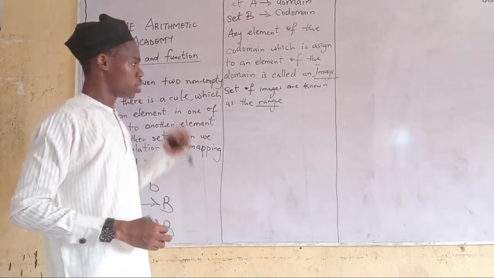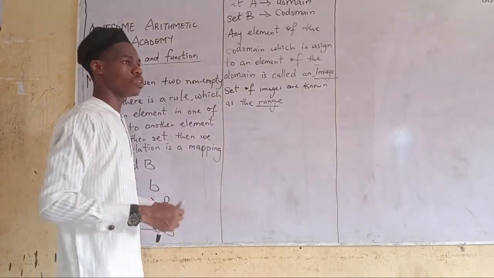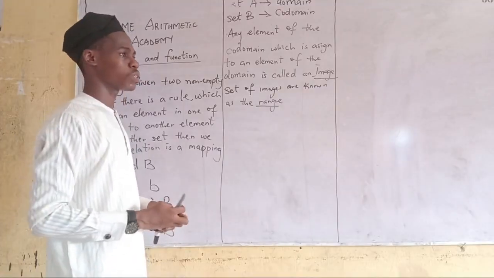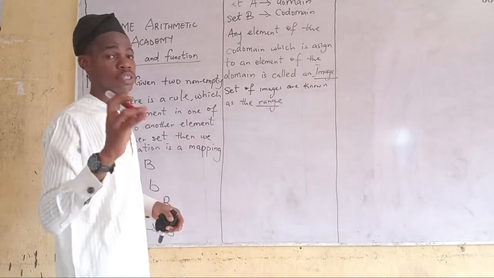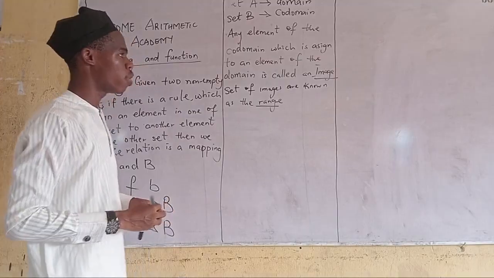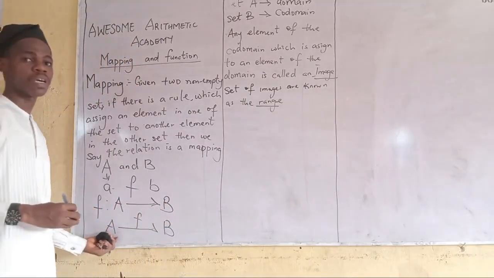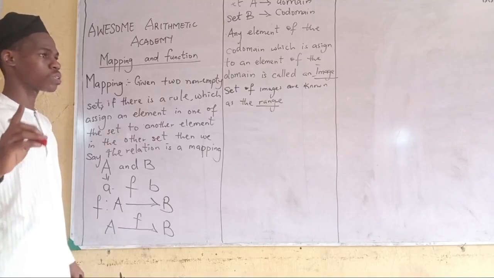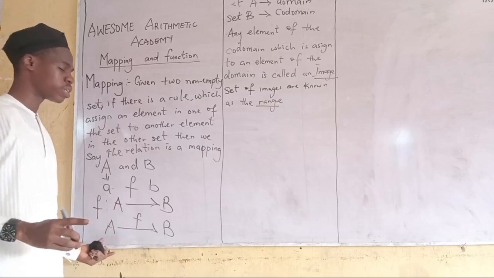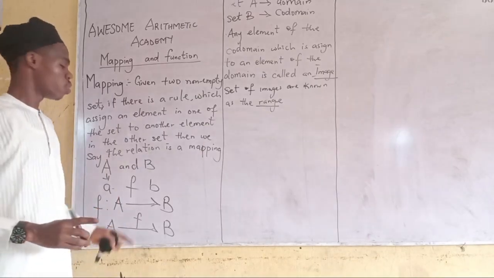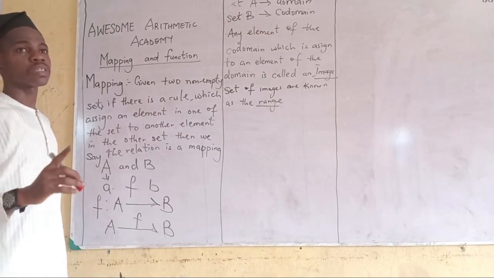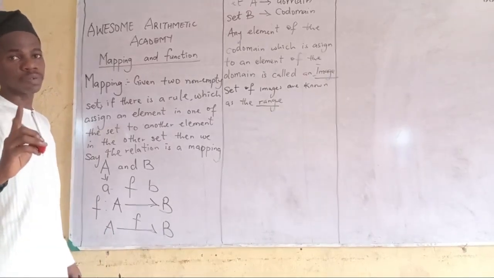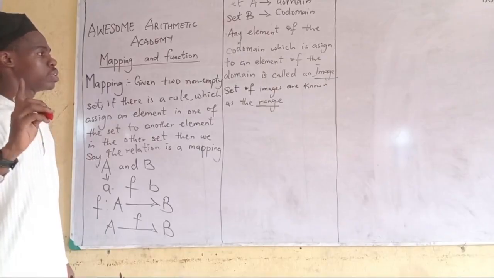So in that case, how can we know if a relation is a mapping or not? We have two most important things to note. The first one is that all the elements of A must have a unique element in B. That is, all the elements must be assigned to an element of B. The second one is that none of the elements of A will have more than one image. So that's why we call it a unique image.